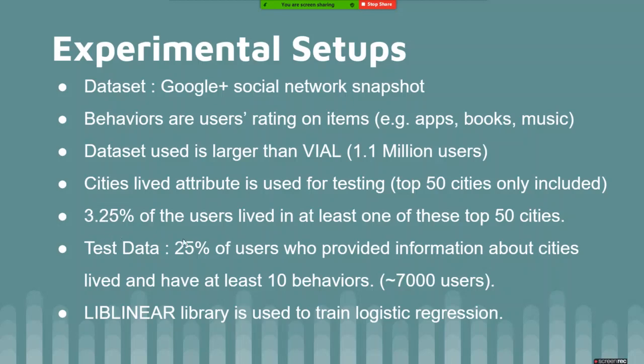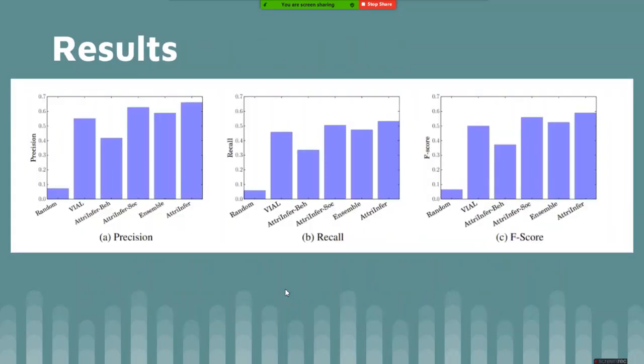We take a chunk of this data, which is 25% of users who provided information about cities lived among these 50 cities, about 7,000 users. And we use the library liblinear to train the logistic regression, which is the prior probability part. We don't do anything special about the prior probability part. We just use a library to do that.